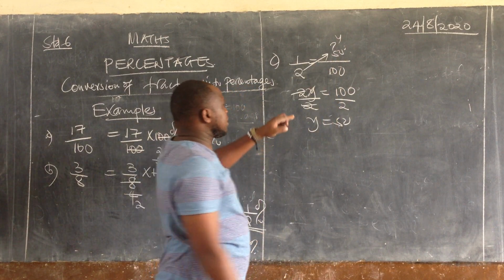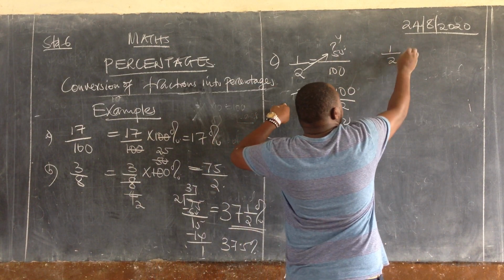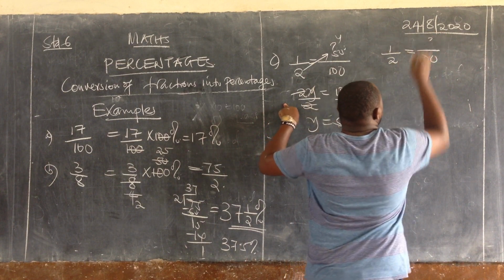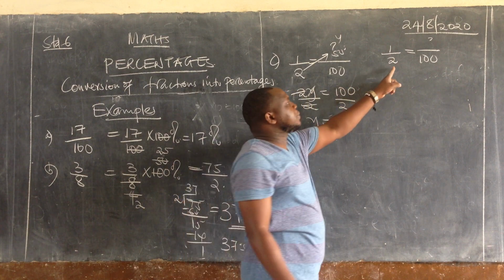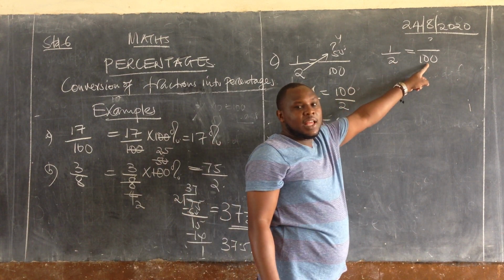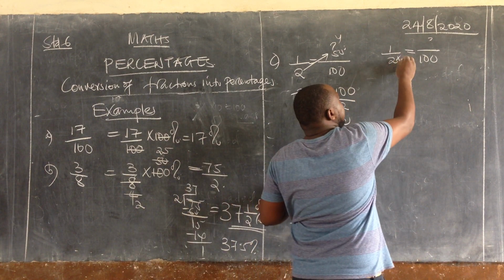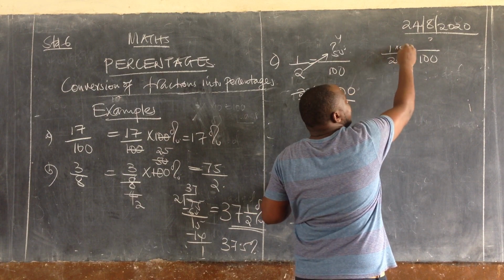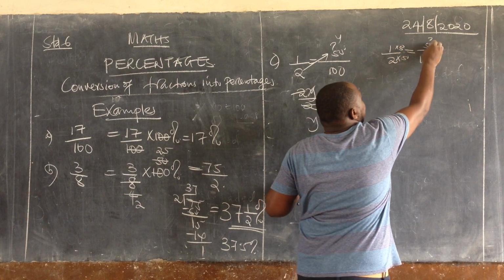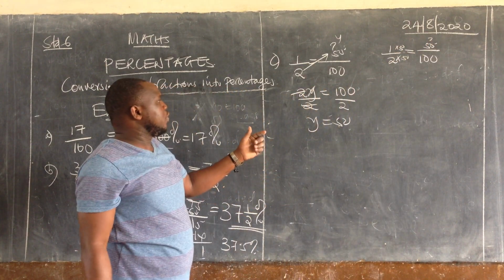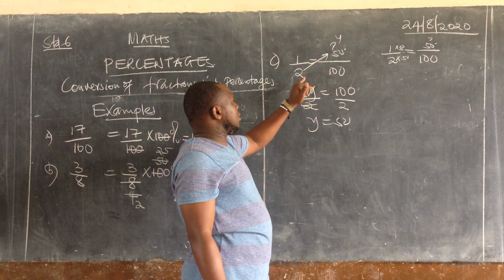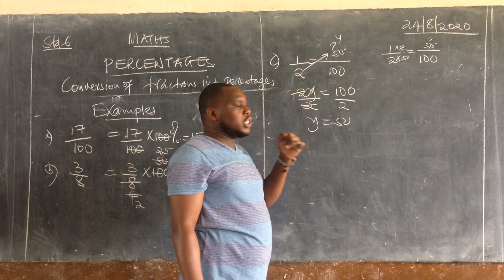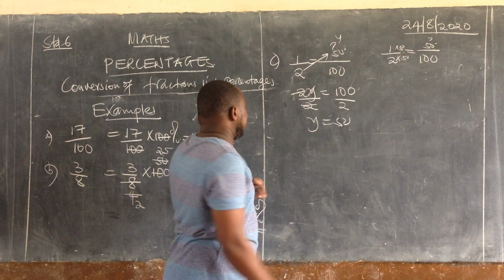So how is that possible? Here we have 100, and then here you have a question mark. You ask yourself, what number has been multiplied by 2 to get 100? That number is 50. So you multiply 2 times 50, you get 100. So whatever you do here, you also do here. So 1 times 50, you still get 50. So there are two ways of doing that. You ask yourself the question, what number has been multiplied by 2 to get 100? Because we always want the denominator to be 100.